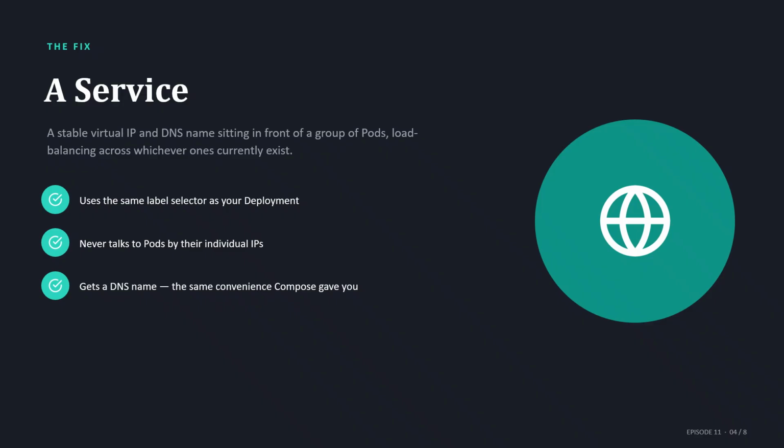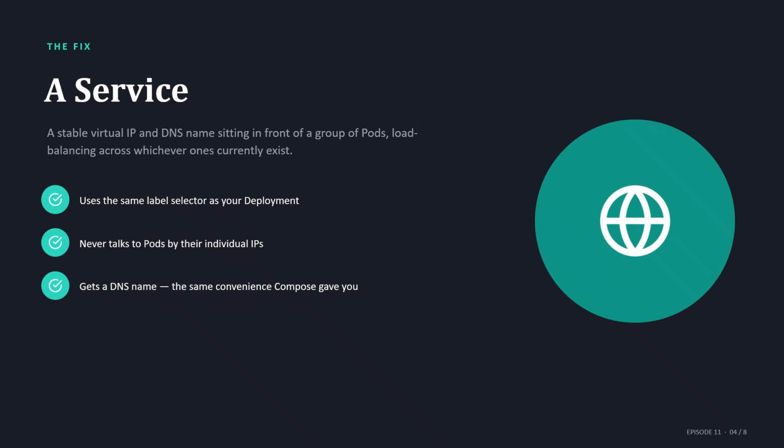A service solves this by giving a stable virtual IP address and a DNS name that sits in front of a group of pods and automatically load balances traffic across whichever ones currently exist. It never talks to pods by their individual IPs. It uses the exact same label selector mechanism from episode 10's deployment to figure out, continuously, which pods currently qualify.